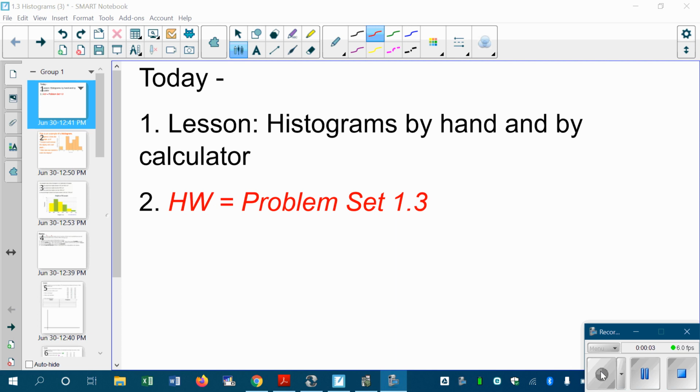Hi, today's topic is histograms, and we are going to stick with our theme of learning to make univariate graphs both by hand and using technology. Today we are going to discuss making histograms by hand and also making histograms using a graphing calculator.